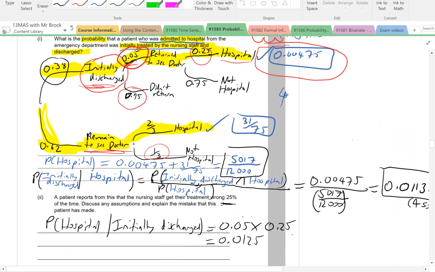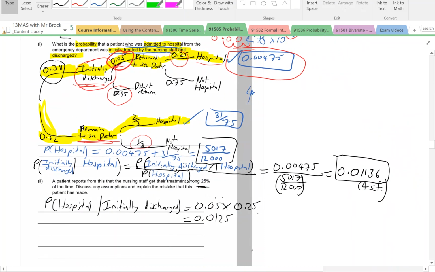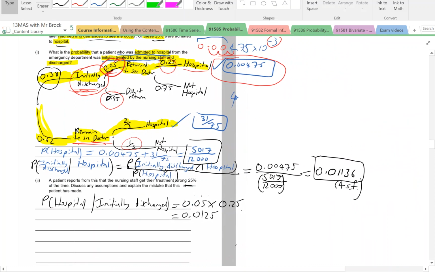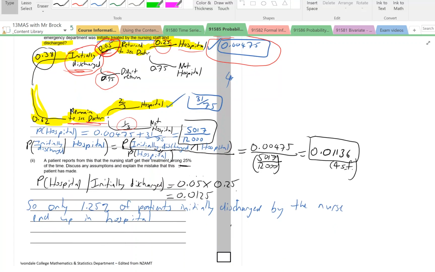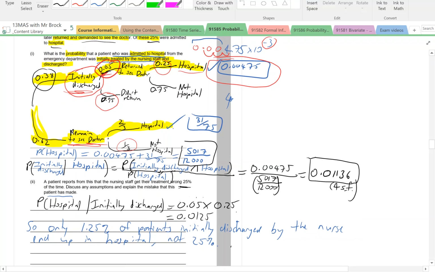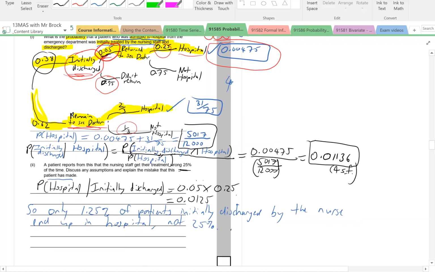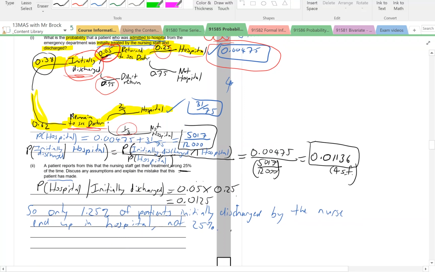Okay, so that's more sensible, isn't it? That's saying that if you were initially discharged by the nurse, the probability you end up in hospital is actually only 1.25%. So let's write that down. Only 1.25% of patients initially discharged by the nurse still end up in hospital. Not 25%. And so explaining the mistake that the patient has made, they made the mistake of ignoring the fact that 95% of those initially discharged didn't even return to see the doctor. So the 25% is only out of the 5% who did.